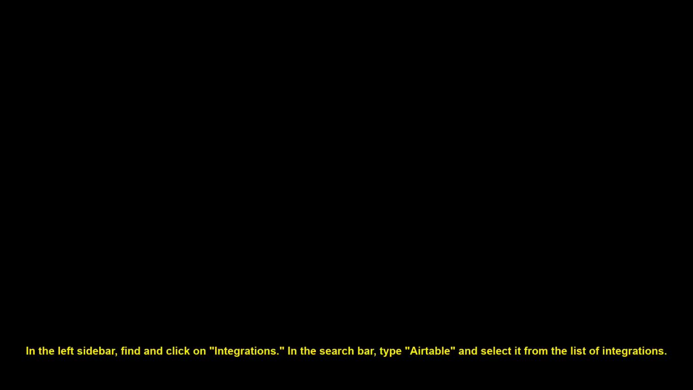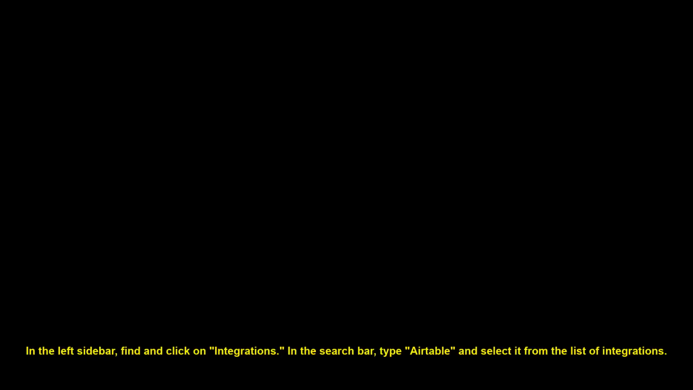Open your web browser and navigate to the Jotform website. Log into your Jotform account. Select the form you want to integrate with Airtable. Click on the Settings tab located at the top of the page. In the left sidebar, find and click on Integrations.